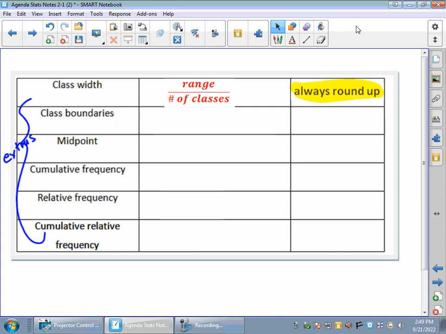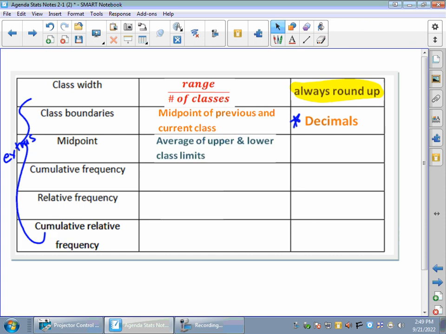So class boundaries, I had a hard time figuring out a good way to say this, and I'm not sure if this is even good. It's the midpoint of the previous and the current class. We will work on that. And for class boundaries, you will have decimals, so don't think you did something wrong. Midpoint is the average of the upper and the lower class limits. So if a class goes from 0 to 10, we would take 0 plus 10 divided by 2 to find the average, and the midpoint would be 5.